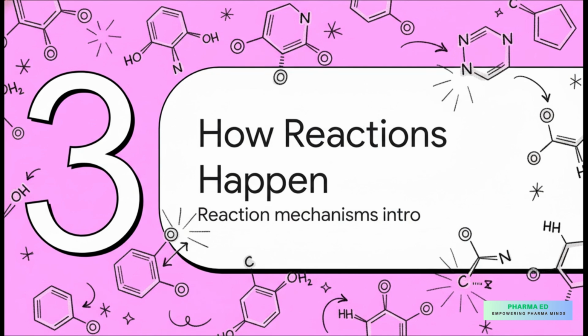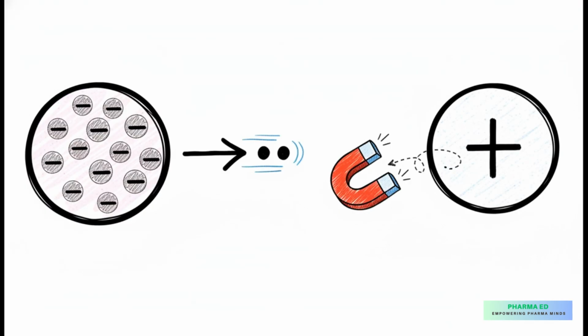Let's see how they actually interact with each other. This is all about the dynamics, the step-by-step process of how chemical reactions go down. In almost every organic reaction, you've got 2 main characters. On one side, you have the nucleophile. The name says it all, nucleus-loving. These guys are rich in electrons, and they are looking for a positive center to donate their electrons to.